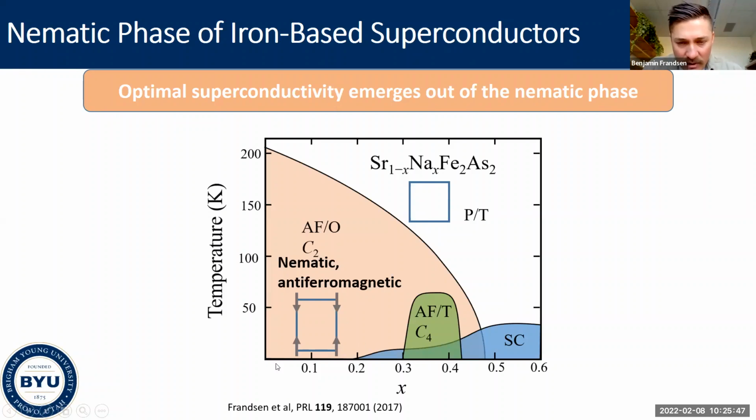Okay, as we introduce more sodium, then we access the superconducting state down here. And there's also this interesting pocket called the magnetic C4 phase, which we'll talk about in a moment. Jared Allred was very important for discovering and characterizing this magnetic C4 phase, as I'll mention. But the point is, this kind of optimal superconductivity, where the superconducting dome has its highest transition temperature, tends to appear right at the edge of this nematic phase. All right, so there seems to be some connection between the nematic phase and the superconductivity.